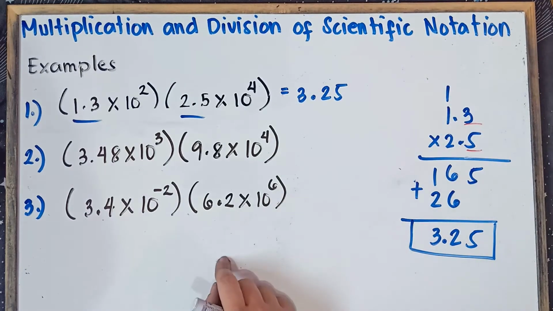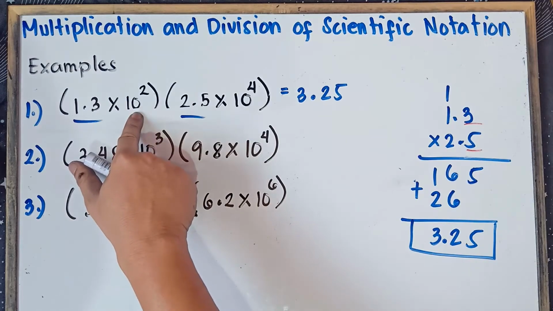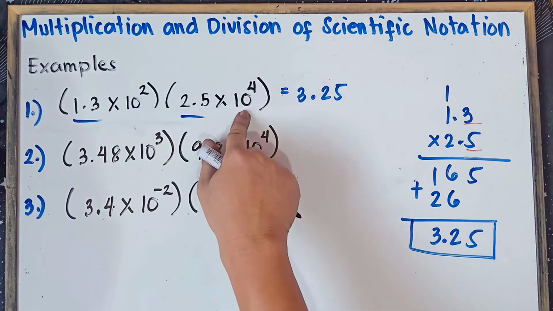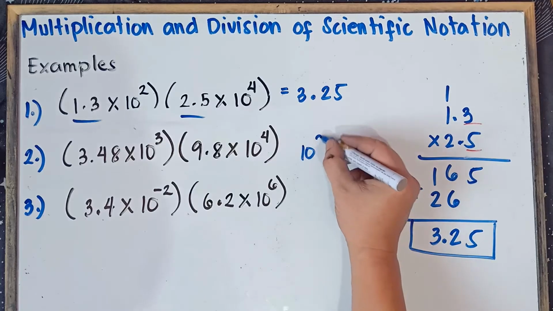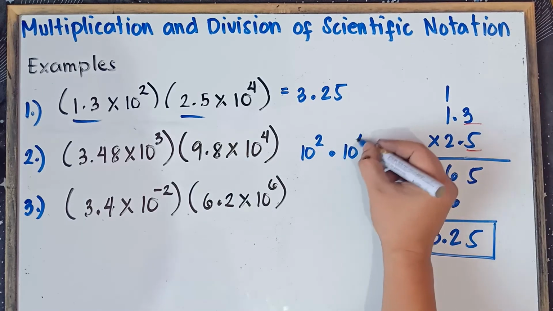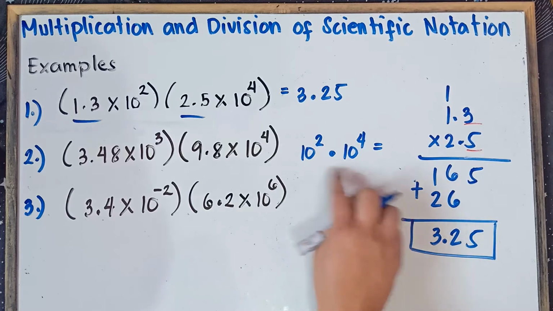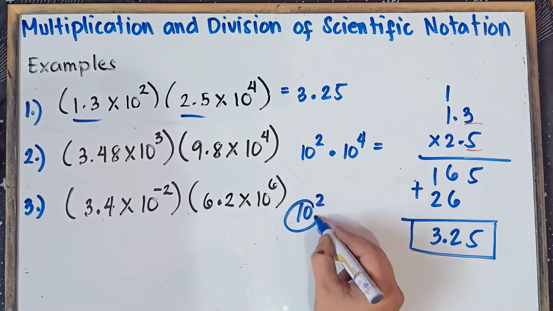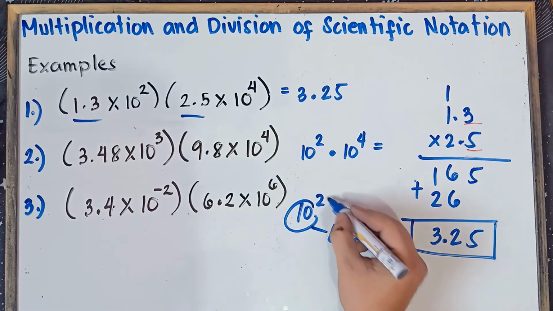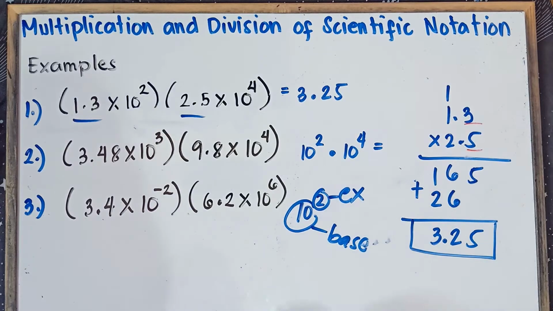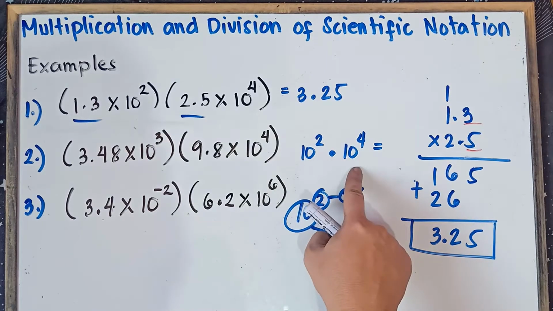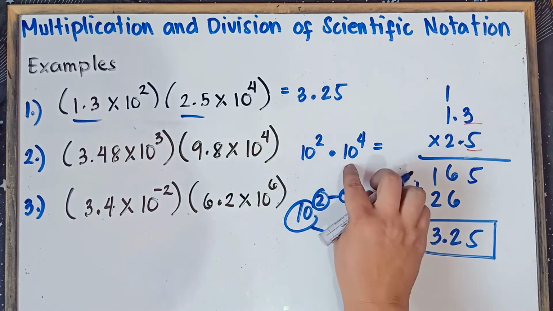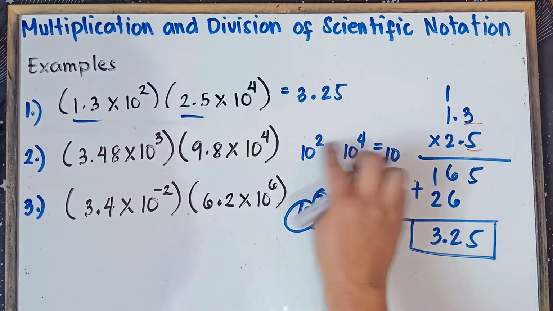Now with regards to 10 raised to the power of 2 multiplied by 10 raised to the power of 4, if they have the same base, let me explain this one. If you still remember the laws of exponent, in 10 raised to the power of 2, this 10 is what we call the base, and this 2 is what we call the exponent. If they have the same base, simply copy the base, copy 10, and then simply add the exponent.